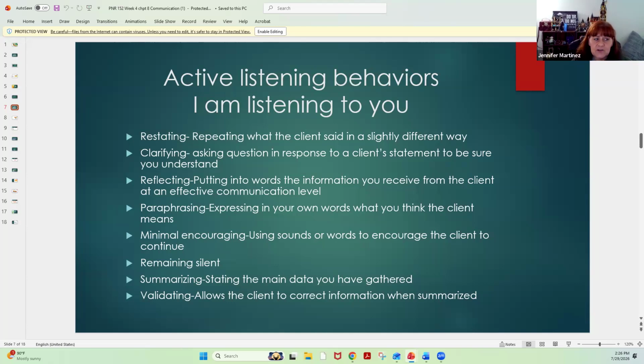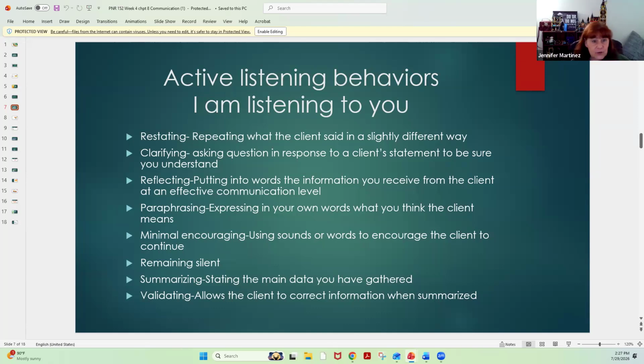Reflecting is putting into words the information you receive from the client at an effective communication level. So the client states, I'm sick of seeing healthcare providers and not getting any answers. The nurse's response in that situation would be, you're upset with the lack of answers to your health problems. Okay, so you're just putting into your words the information that you're getting from your client.